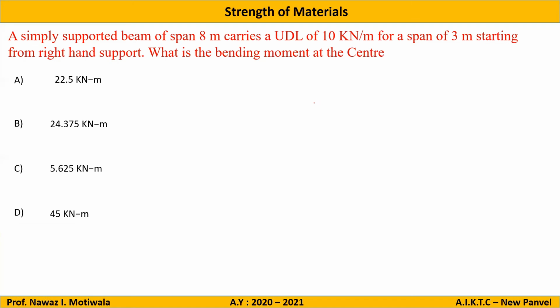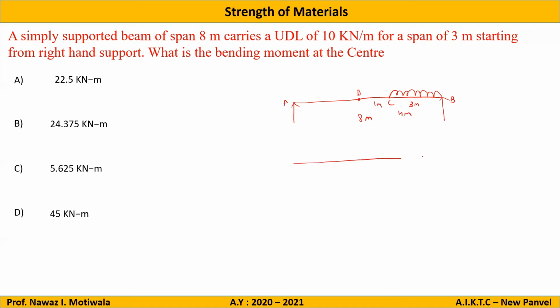So the question is, a simply supported beam is there of 8 meters. So I will first make a simply supported beam. As it is simply supported, I will write A and B, and the total is 8 meters. It carries a UDL of 10 kilonewton per meter for a span of 3 meters starting from the right hand. So let us say this is point B and this is point C. And I want to find out the bending moment at the center, let us say point E, which is at a distance of 4 meters.